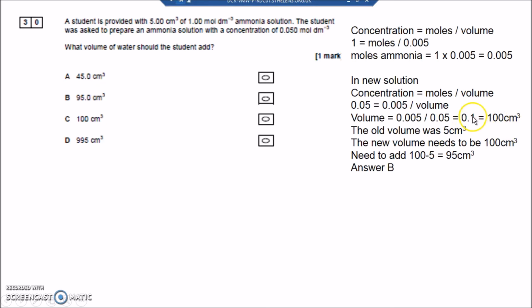To get dm³ into cm³, I have to multiply by 1,000. To get a large unit value into a small unit value, I multiply by 1,000. 0.1 multiplied by 1,000 is 100 cm³. Now, you may be tempted just to go for C, but read the question carefully. What volume of water should the student add? You had 5 cm³ originally, you now want it to be 100 cm³, so you need to add a further 95 cm³. The answer is B.